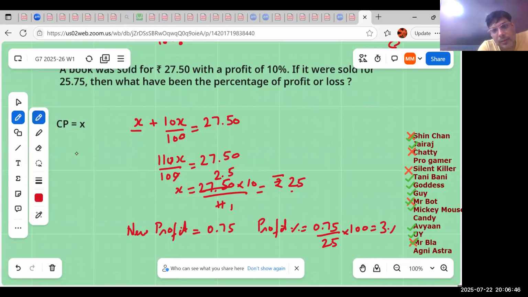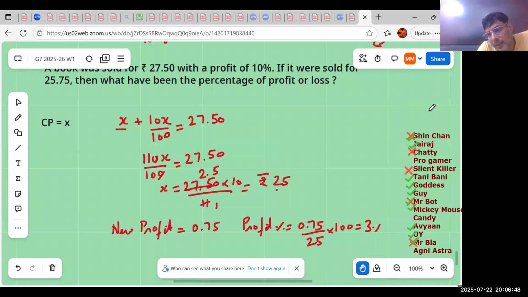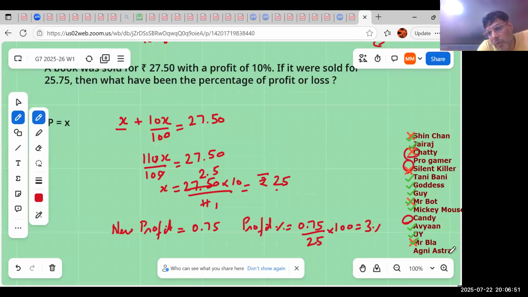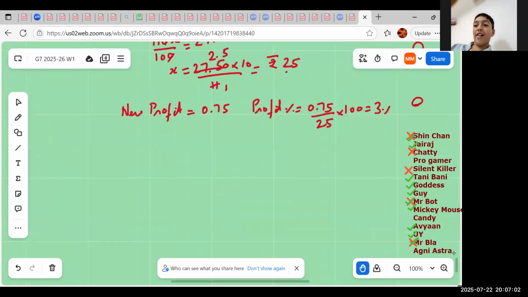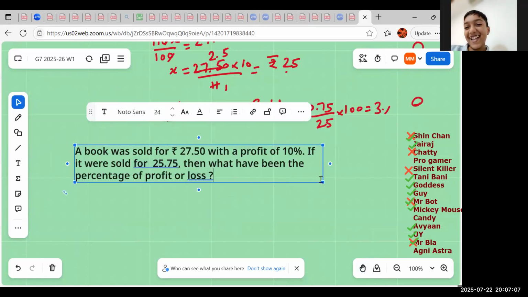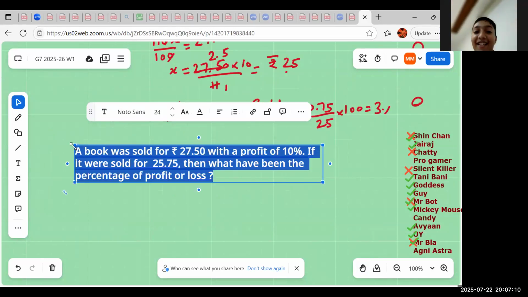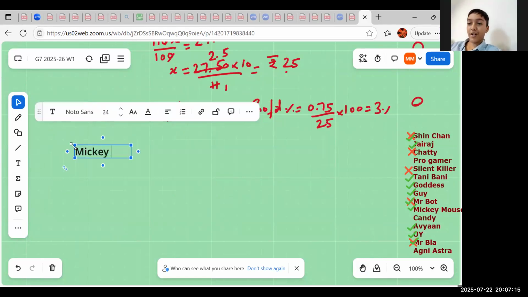Okay? So Chatty and Candy and Silent Killer Pro Gamers understood? Yes, sir. So right now I have 3 rupees in my hand. That's why maybe you cheated this question. Actually, I was really confused, but I somehow got to a ratio 3/10. So I thought it was 3%, so I sent 3%.